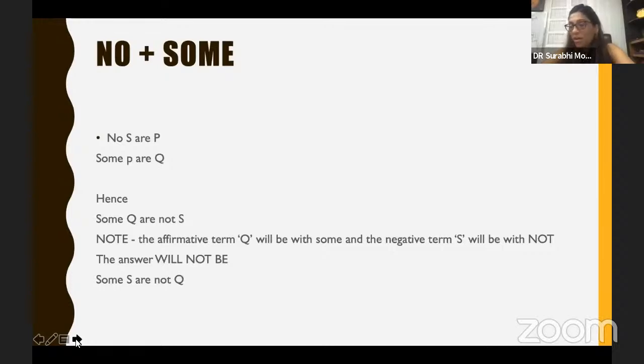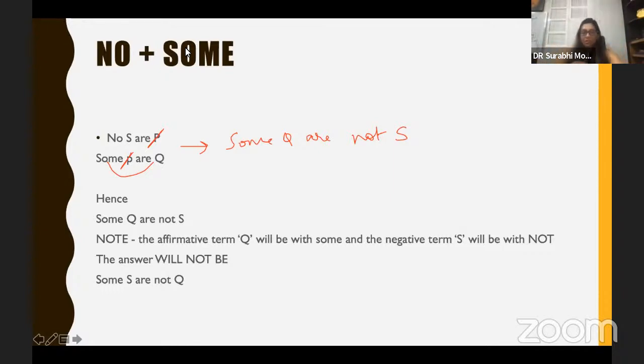No plus some is the easiest. You don't have to check any middle term. We just have to check how to write the answer. Remove the middle term. The affirmative one will be written with some and the negative one will be written with no. That's it.